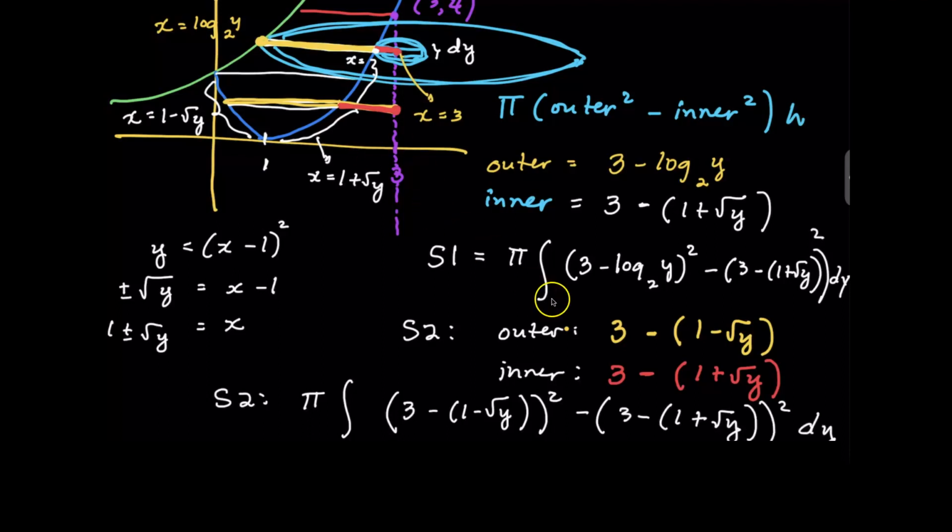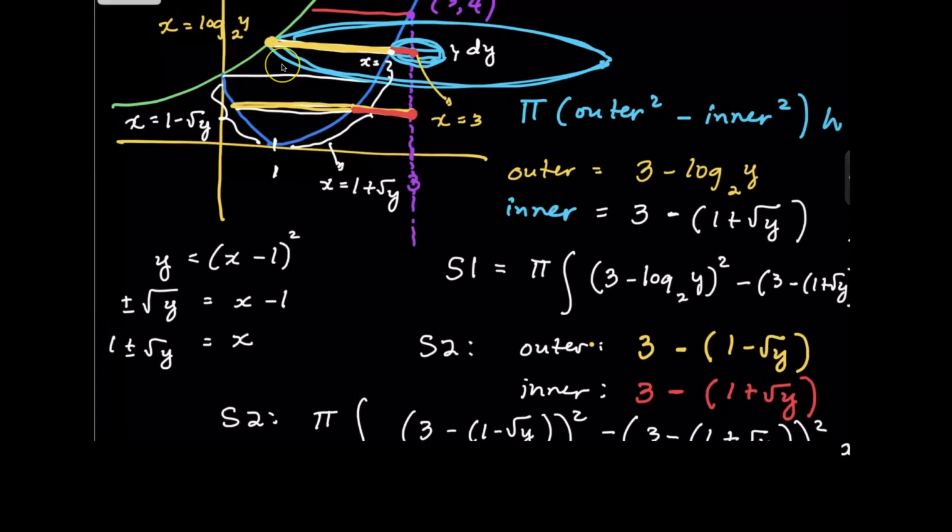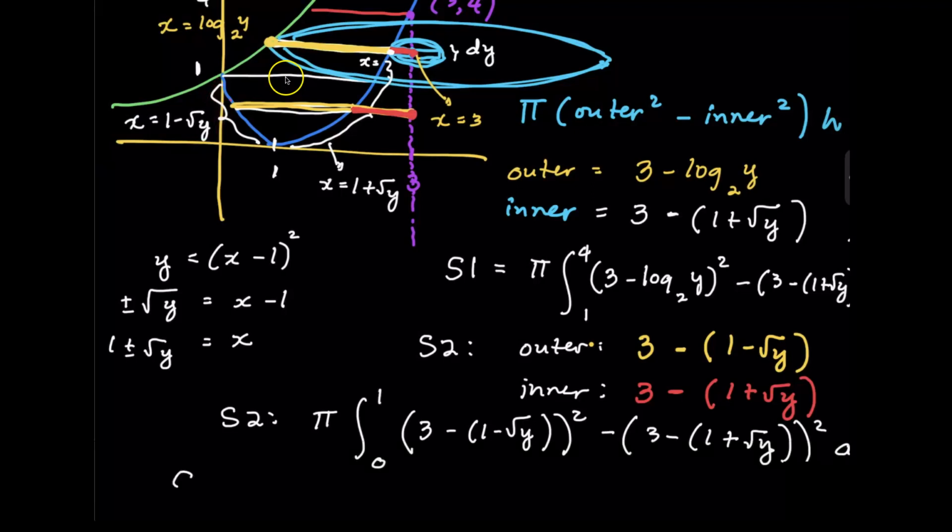By the way, I forgot the limits of integration for S1 going back. When we slide this rectangle over here, where do we start? This is 1 up to 4. And what about for S2? Our y changes when we slide this rectangle. Our y rises from 0 up to 1. And therefore, the solid is just this one, S1 plus S2. That's the volume of the solid.